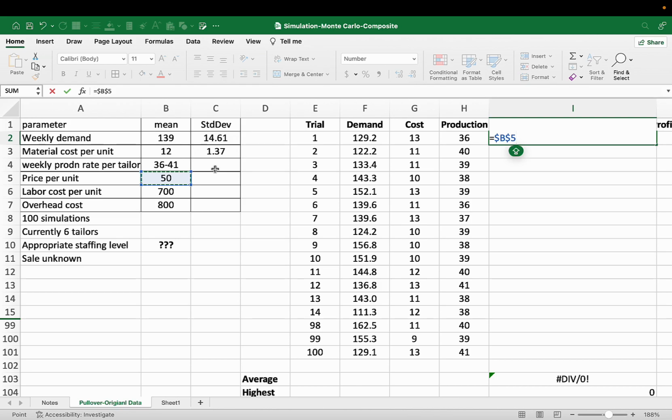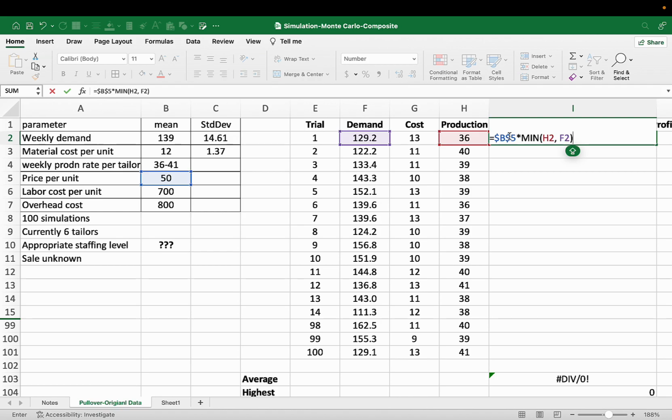Now this one needs to be multiplied by how much you are selling. So this is the price of one pullover, 50, and how many you are selling. But the problem is that sales is unknown. For this purpose, we will use the command called MIN, the minimum of these two. That's the minimum of your production and demand. That will give you your revenues. And why are we using this one? That's the minimum of H2 and F2.